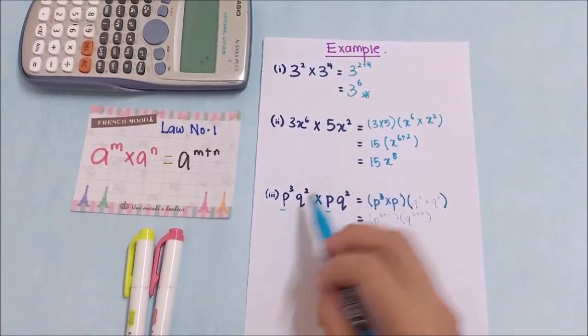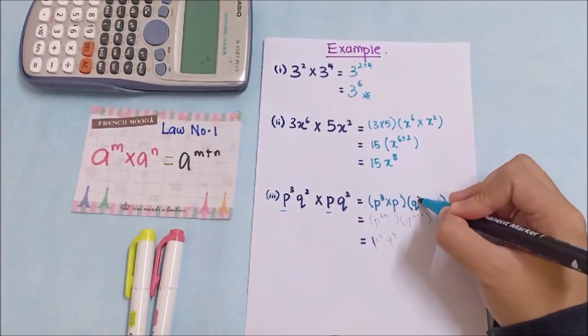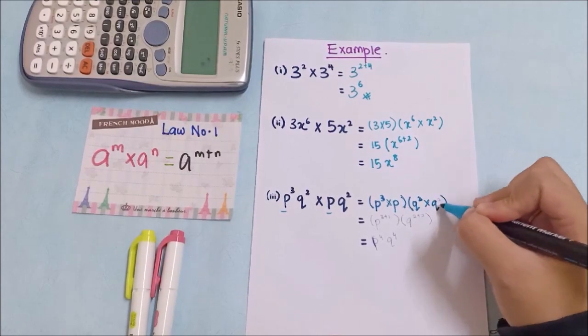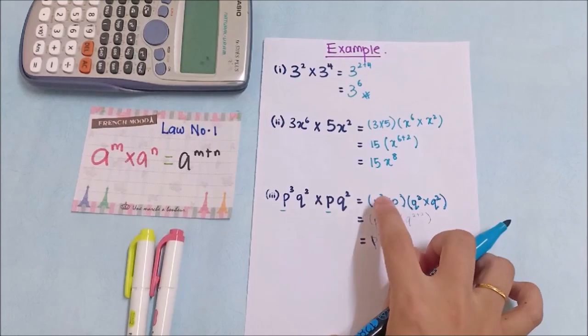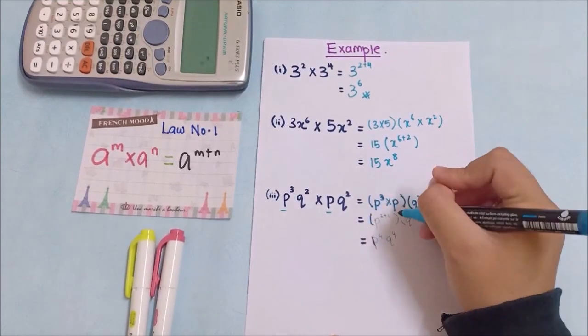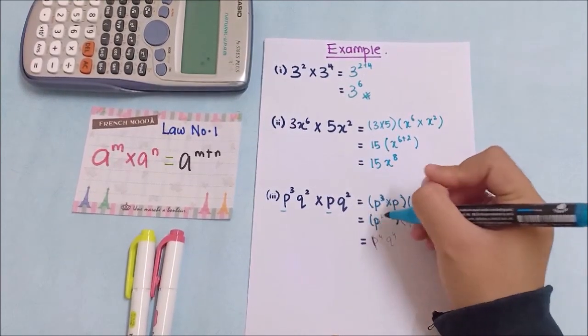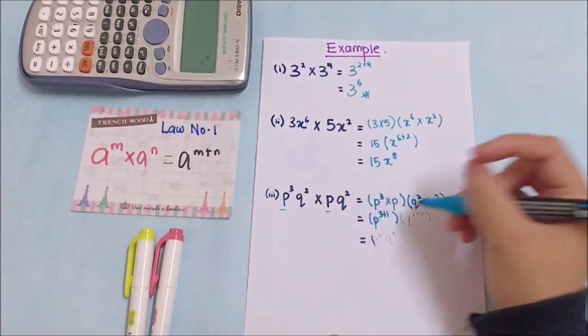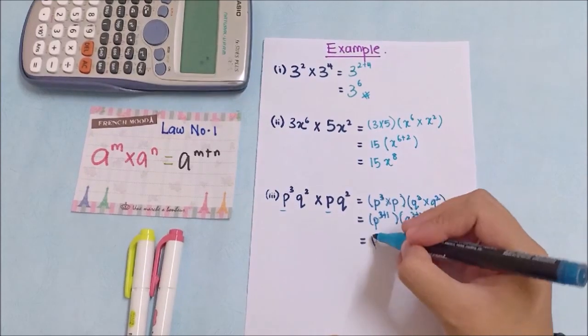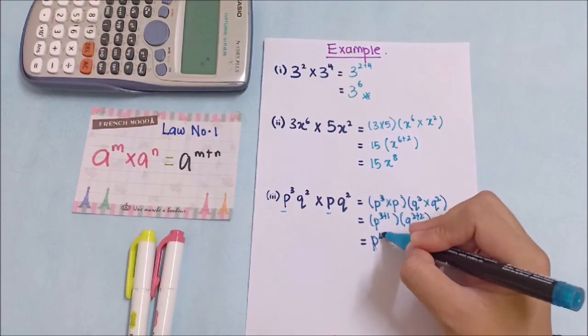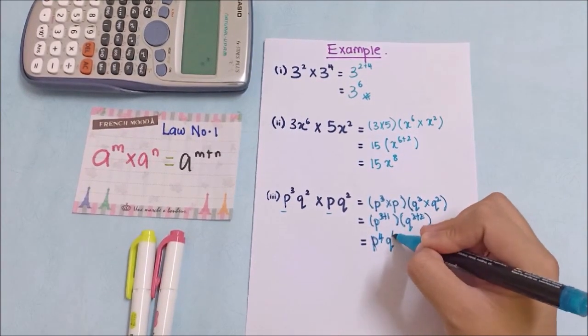Next, q squared times q squared. When the base is the same, then we can add the power. So for p it is 3 plus 1. For q it is 2 plus 2. So the final answer is p to the power of 4, q to the power of 4.